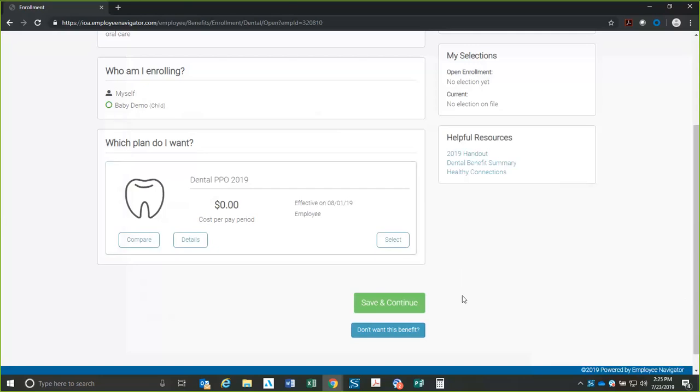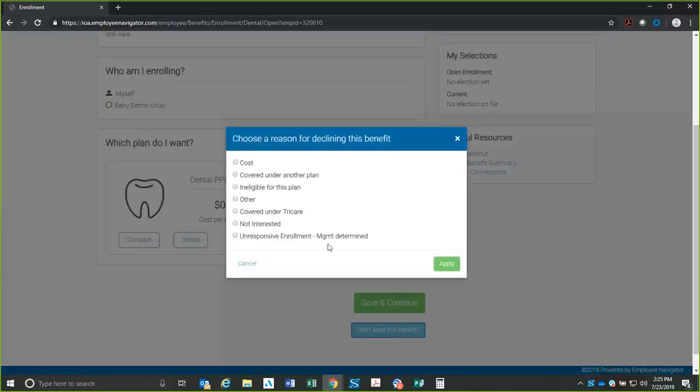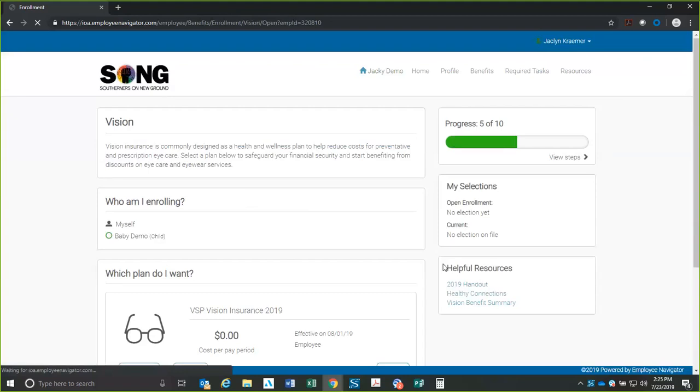Now, I decided I don't want my dental, just to show you what needs to be done when you're waiving. So now it's going to ask me for a reason for the decline. Is it the cost? Can't be because it's free, right? So usually if it's free, you're either going to have to be covered under another plan or TRICARE. Otherwise, you guys should all be taking advantage of the freebies and the preventive screenings.